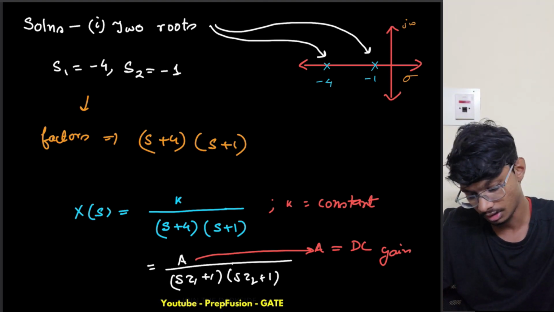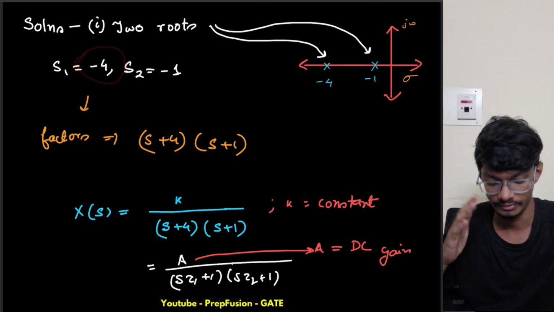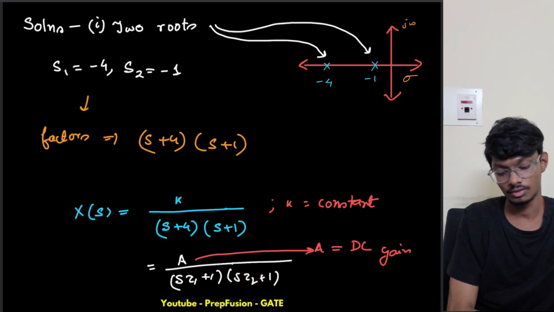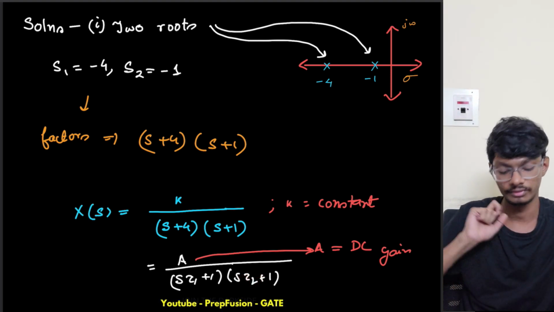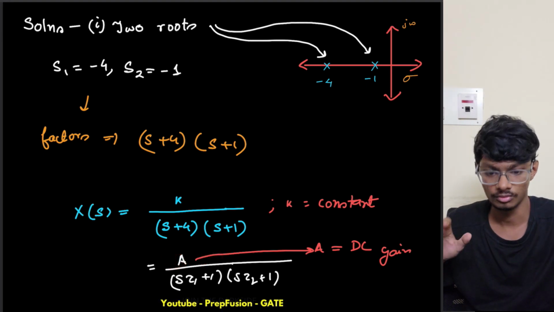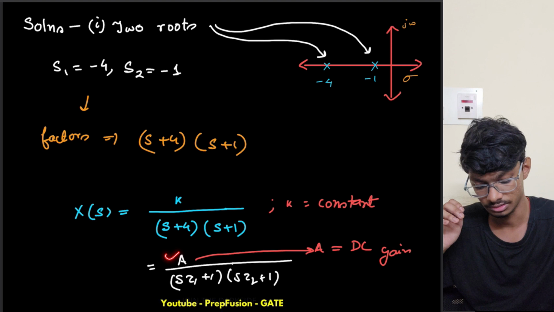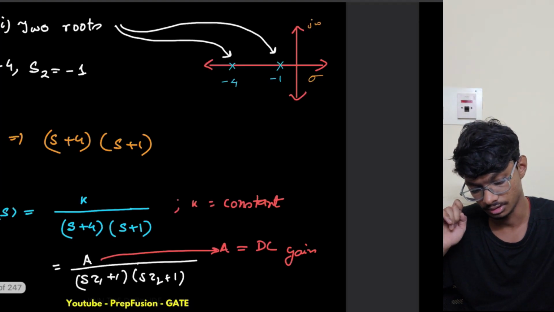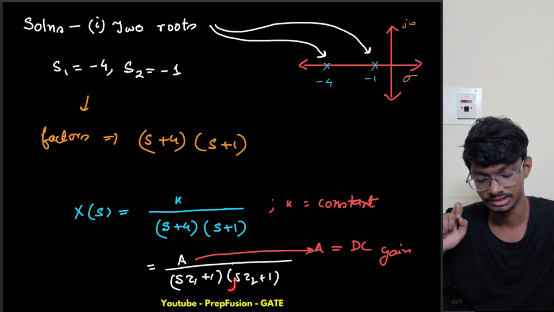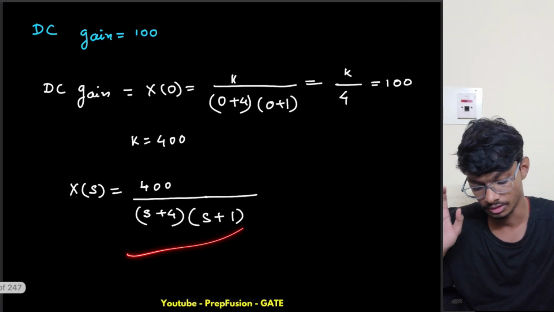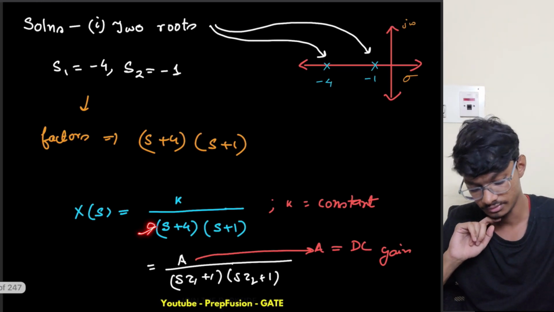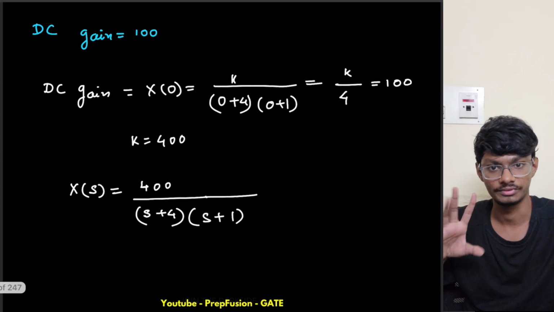So what is tau 1? Tau 1 is the inverse of this, 1 by 4, so this will be s by 4 plus 1, and the other will be s plus 1. Here this a will be the DC gain, so we can put 100 here. Then simply multiply by 4 on both sides: the upper side will be 400, and in the bottom we get s plus 4 and s plus 1. So we get back the same equation. You can write it in either form.